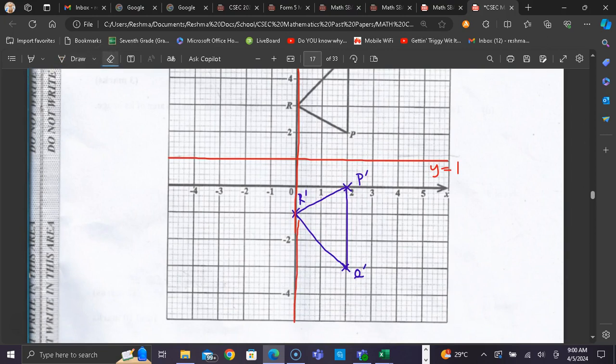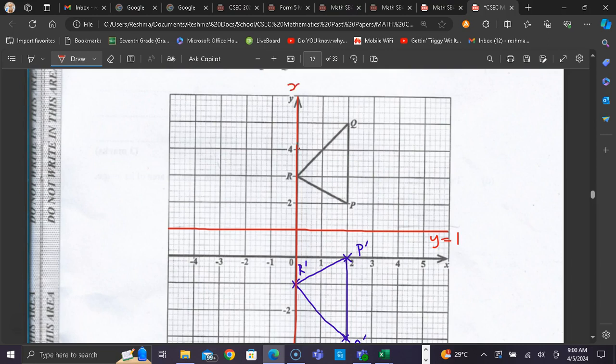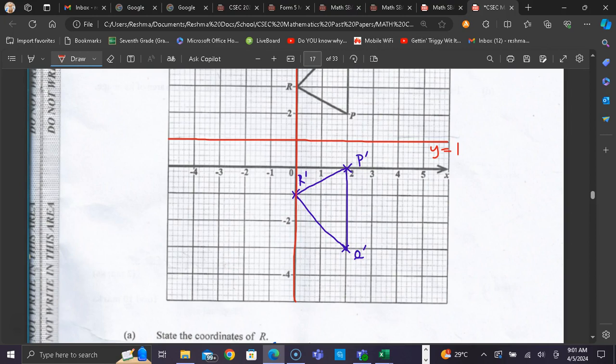Just erase that last line. Okay, so this is our mirror line x equals 0. Let's reflect our triangle P'Q'R' in this mirror line now. Let's do the first point. Point P' is 1, 2 units away from the mirror line, so we count 1, 2 on the other side. So this will be P''.